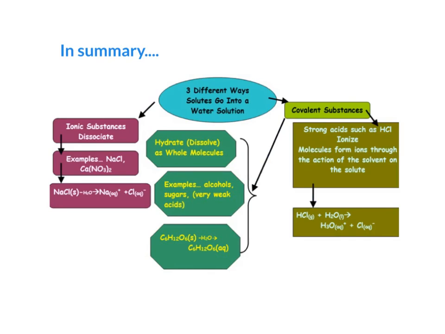So here's kind of a summary that I would suggest adding to your notes. We talked about ionic substances dissociating. We got a couple of examples and how we would do that. We talked about hydration and how alcohols, sugars, and also weak acids, which we'll talk about later, dissolve as whole molecules. And then over here, we have strong acids. So strong acids like HCl are going to ionize, and they're going to give us, again, the hydronium ion. So hopefully this video was helpful.